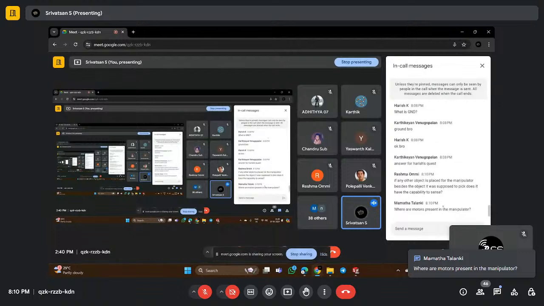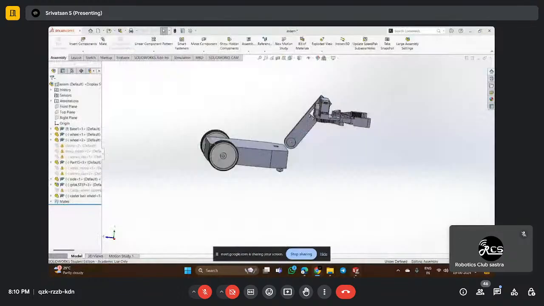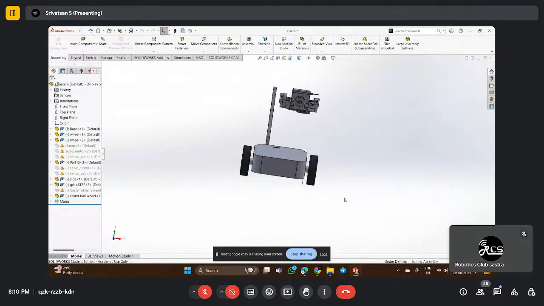The motors are the movement wheels of the manipulator. These DC motors are used for the movement of the manipulator. As I showed in the 3D model, you can see two wheels. These two wheels are connected with the DC motors, so that they are used for the movement of the entire rover, which is connected with the manipulator. Hope you have understood it.